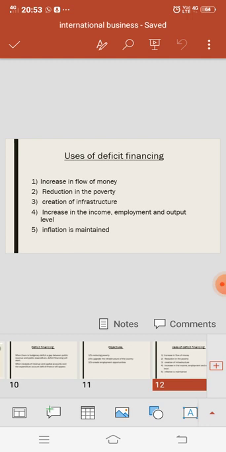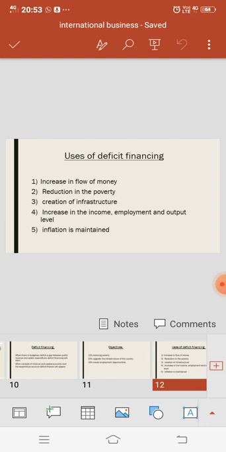Uses of deficit financing. The main use of deficit financing is to increase the flow of money in the economy. Next, reduction in poverty. Deficit financing will help to reduce poverty in an economy.